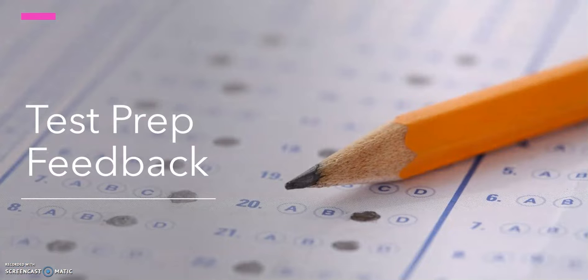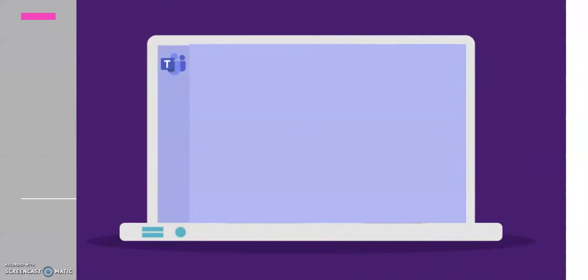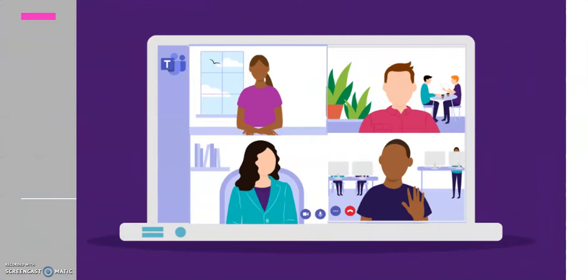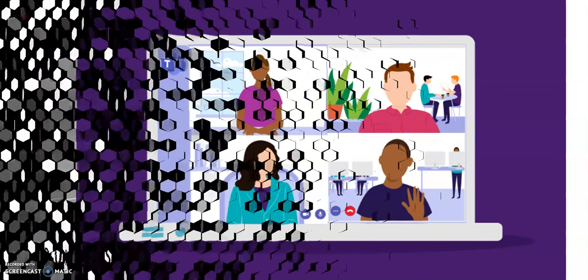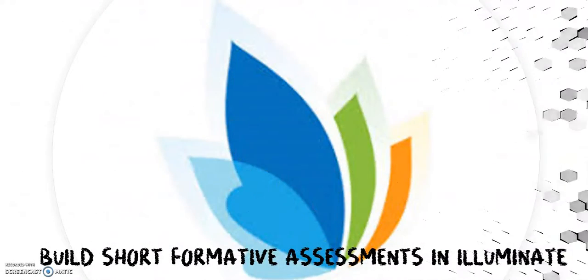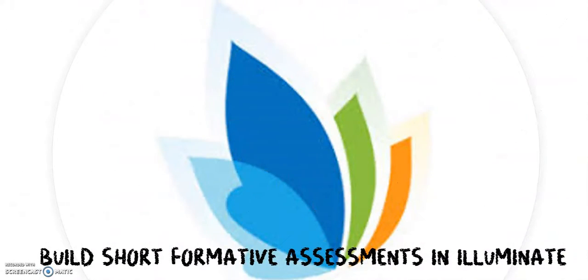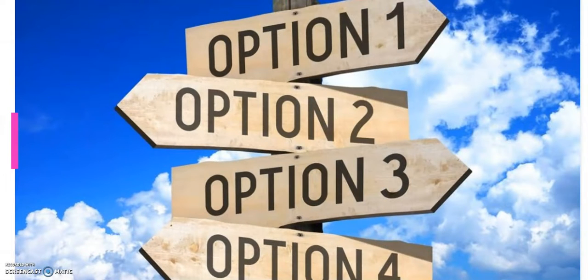Whether students need feedback to know if they're on the right track to show proficiency on a test, or they're on target with the learning objective you're trying to teach via a Zoom or Teams session, you need to collect some data virtually in order to give students some feedback. We're going to learn how to build short formative assessments in Illuminate that can give you, the teacher, an insight into your students' thinking.